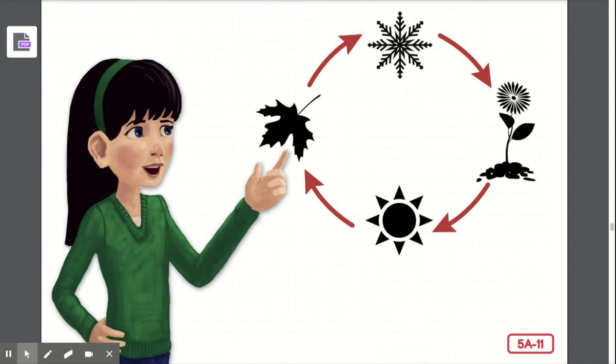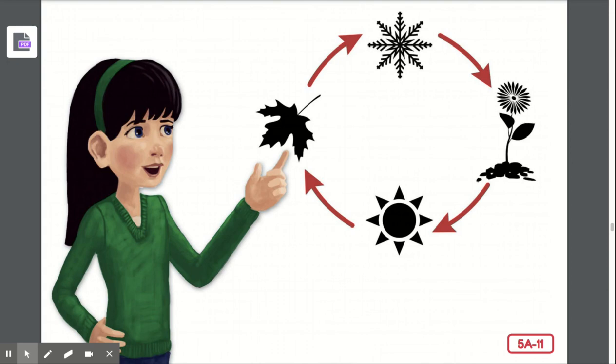As summer progresses to autumn, the weather becomes cooler. Days are shorter, and trees change color and shed their leaves. Name a holiday that takes place during the autumn season. Did you remember Thanksgiving is a holiday that takes place in the autumn season?